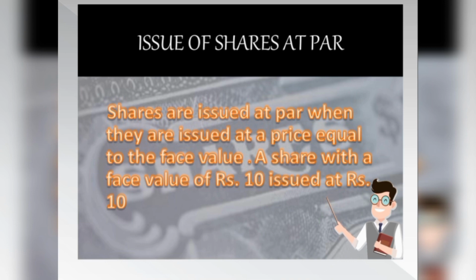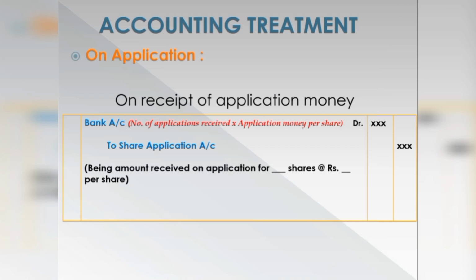Take for example, a share with a face value of rupees 10 is issued at rupees 10. Here we call it that the issue has been done at par. The accounting treatment on receipt of application money will be: Bank account debit, to Share application account, with the amount of number of applications received into application money per share. The narration will be: being amount received on application for particular shares at rupees dash per share.